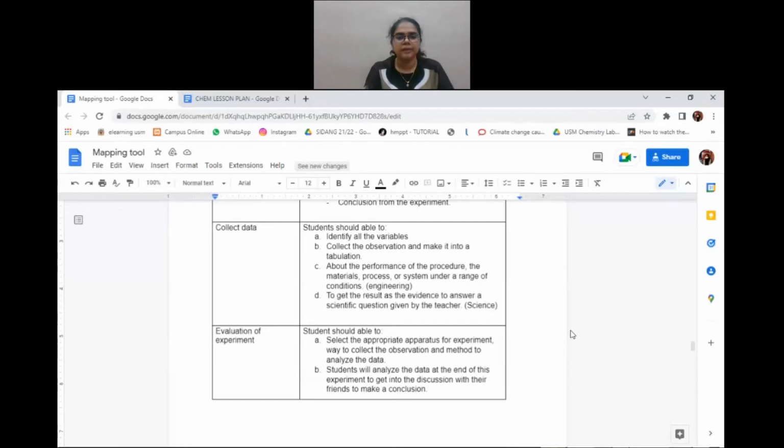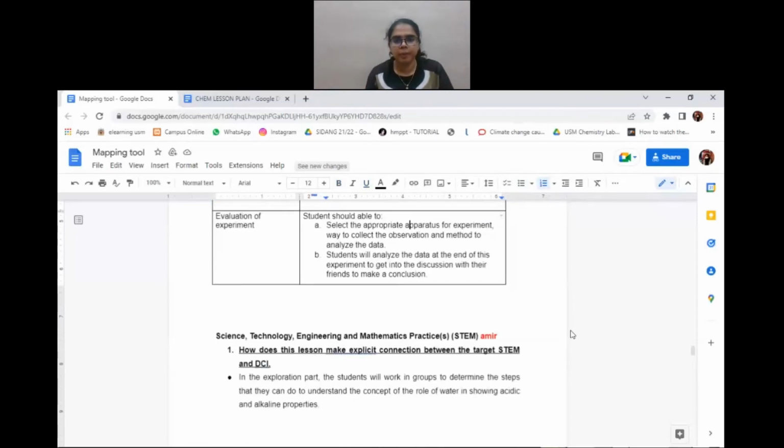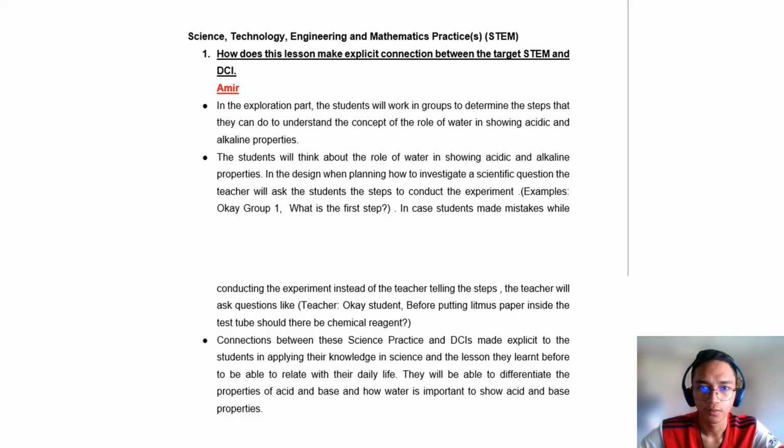And then evaluation of the experiment: students should be able to make an appropriate choice of apparatus for this experiment, the way to collect the observation, and the method to analyze the data. Students should analyze the data at the end of this experiment to get into discussion with their friends and make a conclusion. Okay, now I will continue with the STEM, which is Science, Technology, Engineering, and Mathematics practices.